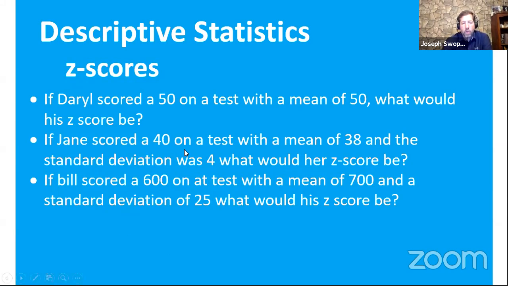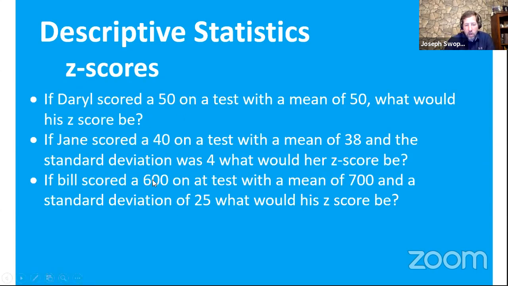If Jane scored a 40 on a test with a mean of 38, so you know she's above, that means her z-score is going to be positive, and the standard deviation was 4, what would her z-score be? Well, if she had a score of 44, her z-score would be 1, but she's half of the standard deviation. It means her z-score would be 0.5 or a half.